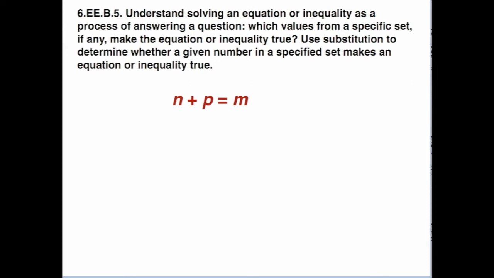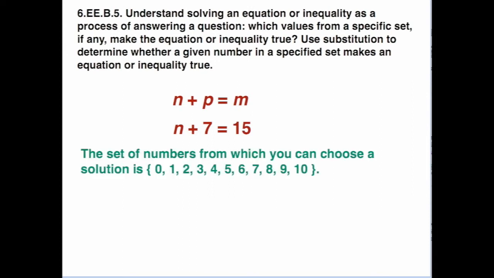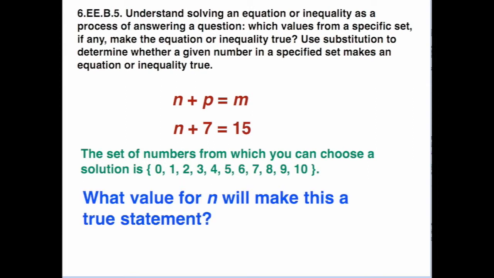At this level, this would be a typical equation, a simple addition equation like n plus p is equal to m. So let's say the equation was n plus 7 equals 15. And the set of numbers that we have to choose from for our solution would be the whole numbers from 0 to 10. So the question here is, what value for n will make this a true statement? So if we use substitution, we plug in numbers, and we determine that 8 is the correct solution, and it is part of our set that we had to choose from.